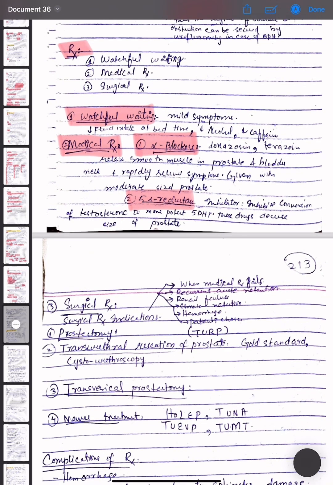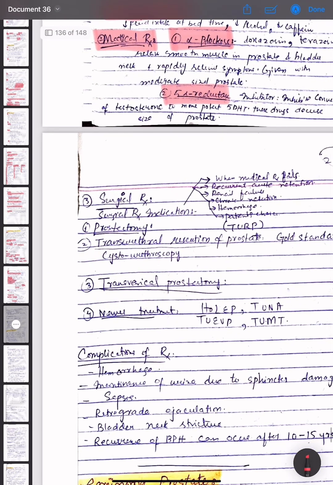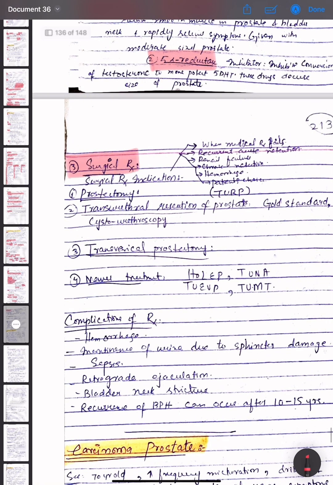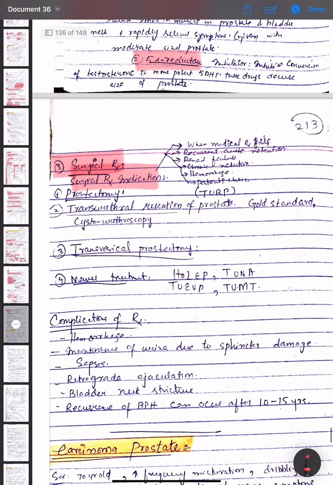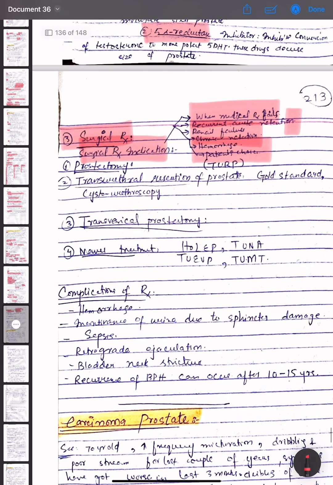They inhibit conversion of testosterone to the more potent 5 dihydrotestosterone. These drugs decrease the size of the prostate. Then surgical treatment is provided. The surgical treatment indications are when medical treatment fails, recurrent acute retention, renal failure, chronic retention, hemorrhage, and patient choice. If the patient's choice is surgery, then we will go for it.